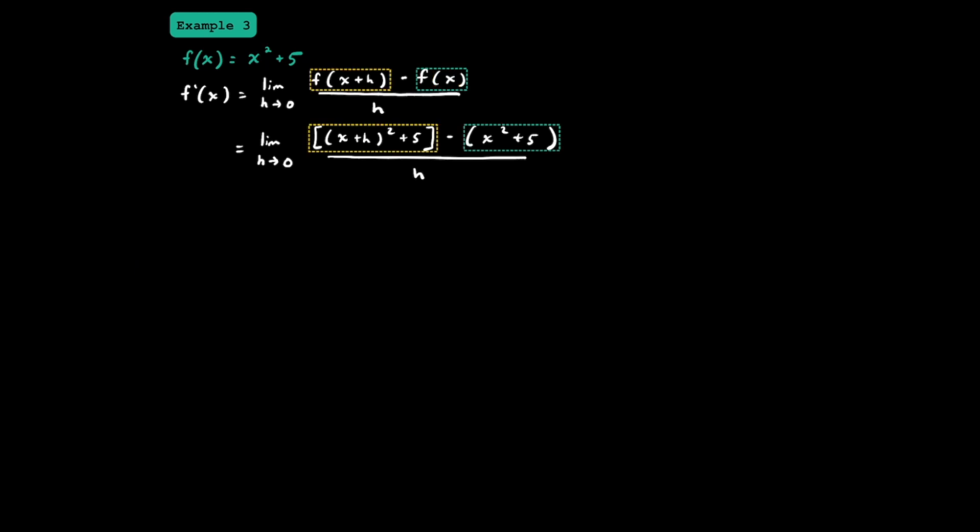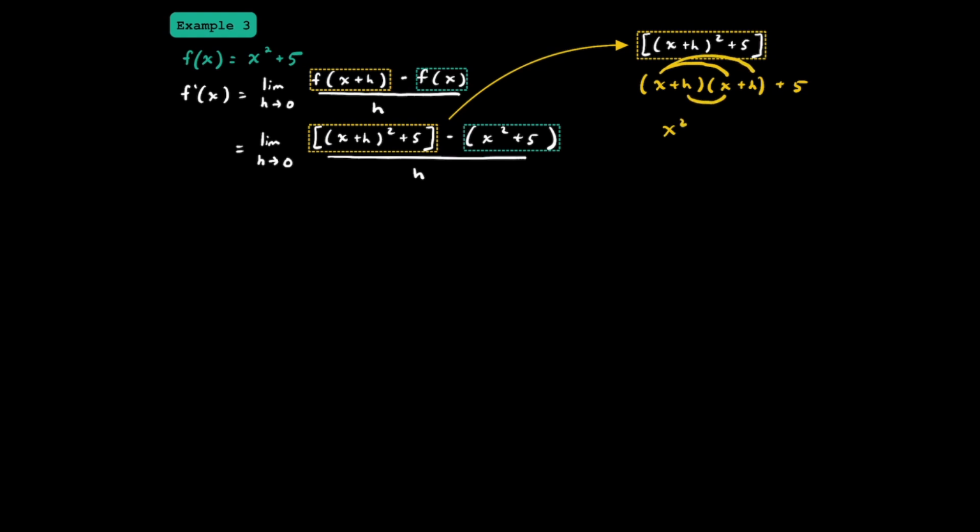Here's our f of x plus h and our f of x. On the side here, I'm going to simplify this f of x plus h. First, I'm going to expand this quadratic, so we have x plus h times x plus h plus 5. Expanding this, x times x is going to be x squared. X times h is xh, and h times x is xh, so this is going to be 2xh, and h times h is going to be h squared. And we still have a plus 5.